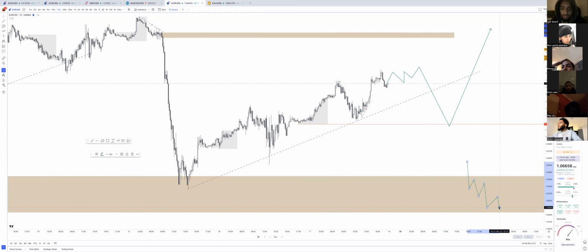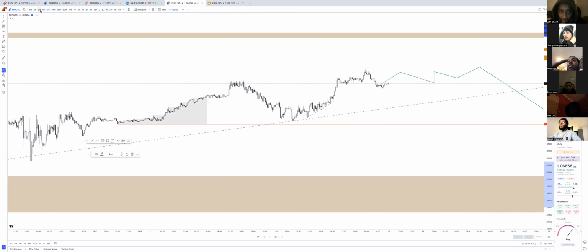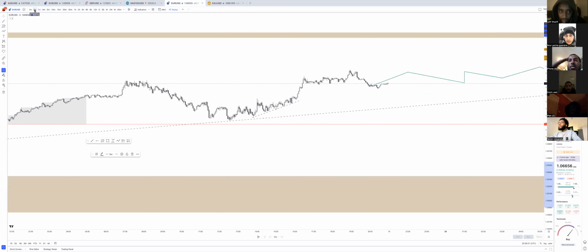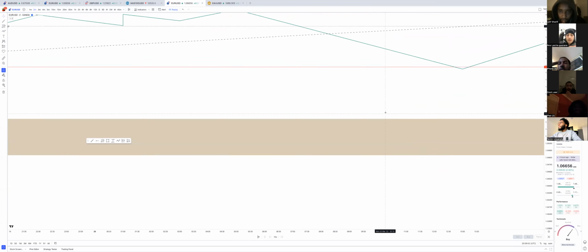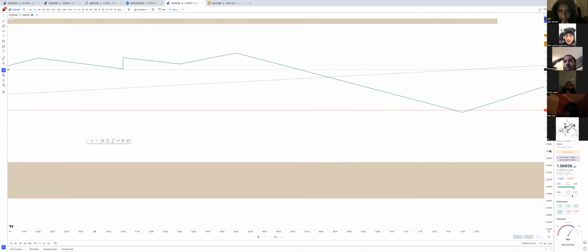I would identify, okay, cool, if this high gets taken out, then that would be my change of character. But I would go all the way down to the 5-minute, even lower, and then just be watching how price is moving in my zone. Does that make sense? Yeah.